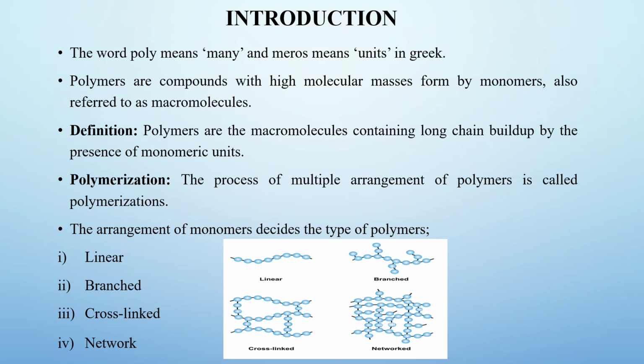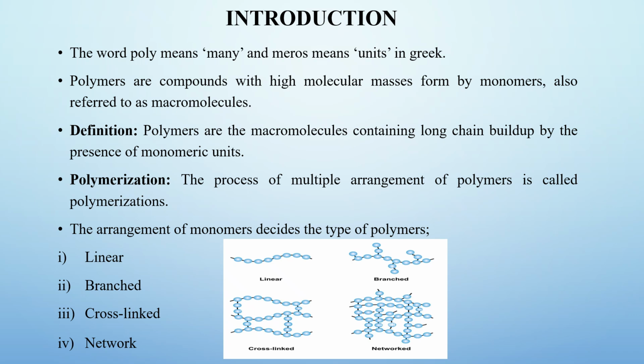Introduction. The word poly means many and meros means units in Greek language. Polymers are compounds with high molecular masses formed by monomers, also referred to as macromolecules. And coming to the definition, polymers are macromolecules containing long chains built up by the presence of monomeric units.